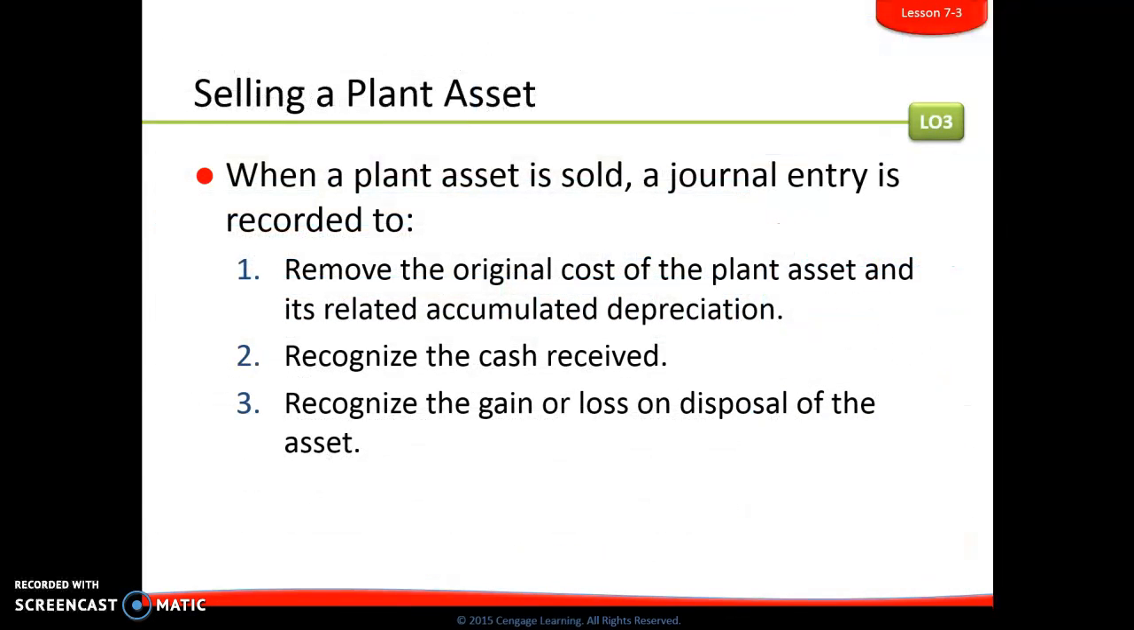Selling a plant asset. When a plant asset is sold, a journal entry is recorded to remove the original cost of the plant asset and its related accumulated depreciation. We also need to recognize the cash that we received. And the last thing is we need to recognize a gain or a loss on the disposal of the plant asset, if we have one.